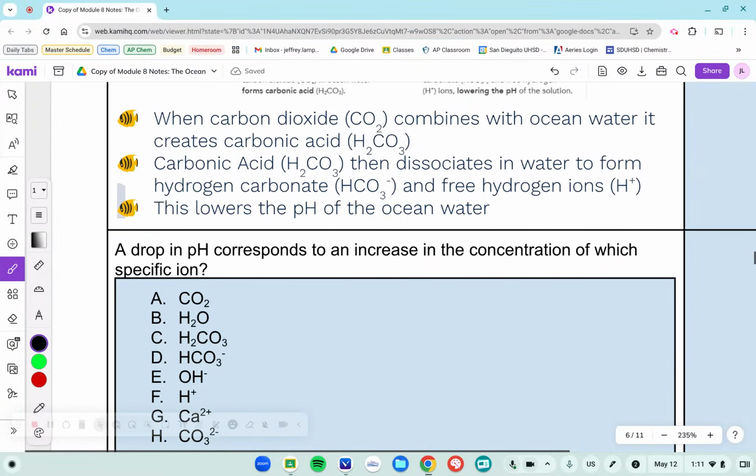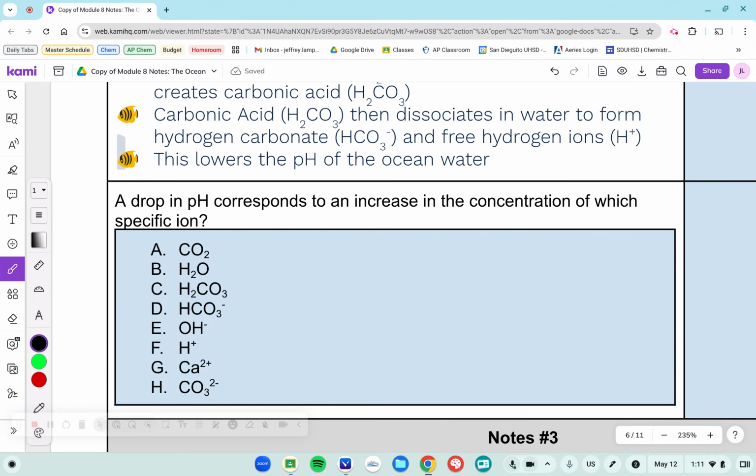All right. Now what I want you to answer here: if the pH drops, if the pH gets lower, which ion is increasing? The question is asking, if we lower the pH, which ion has its concentration going up? Go ahead, talk to people at your table, try and decide. If the pH goes down, the concentration of which one of these is going up? Talk to people at your table and decide.